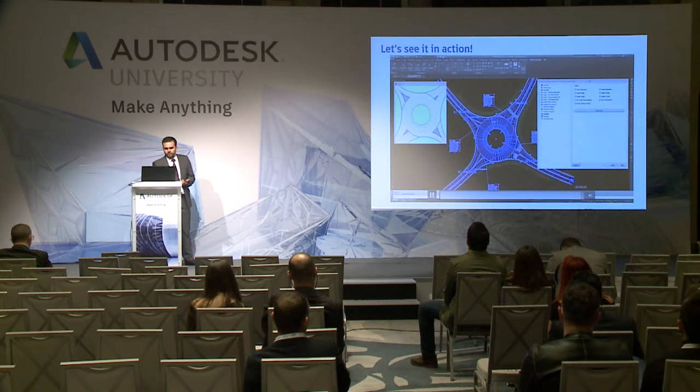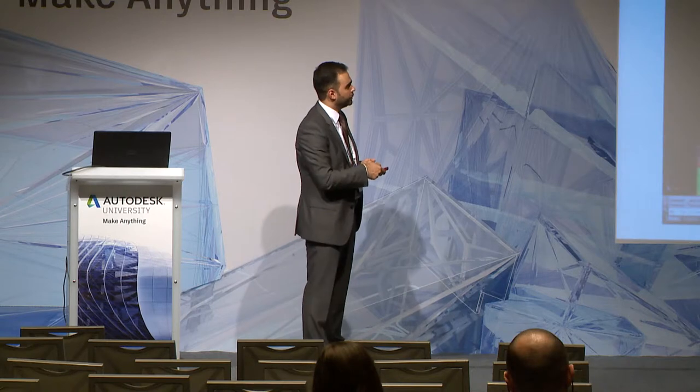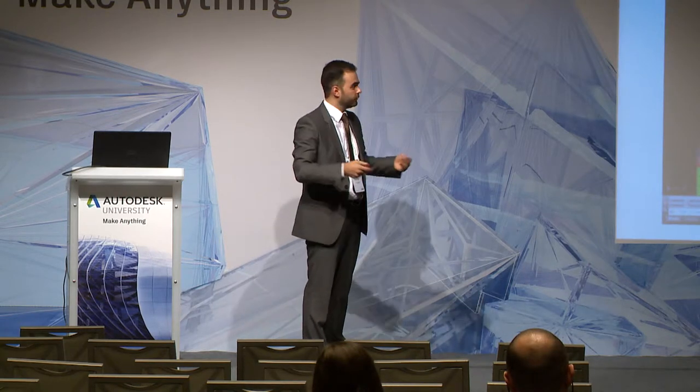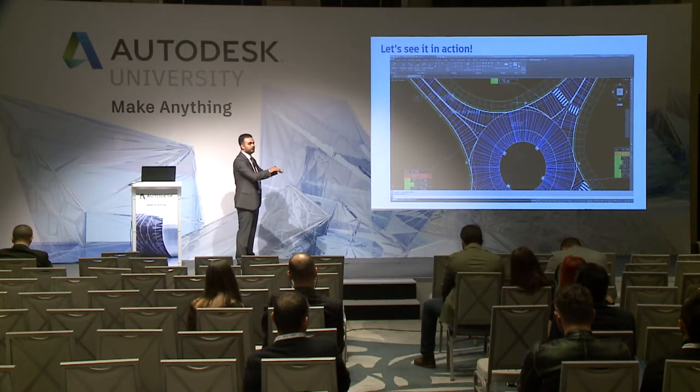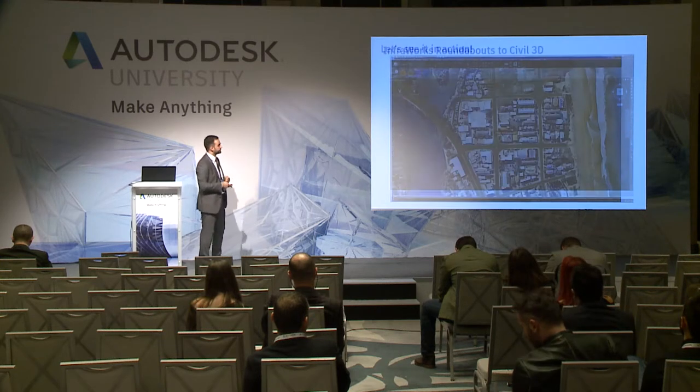And this is for the roundabout. And then there you go. This is the final result that we get. We have the final corridor, 3D model corridor, and it's targeting into the existing surface. So we can get the grading, we can get the cut and fill quantities for cost estimation.